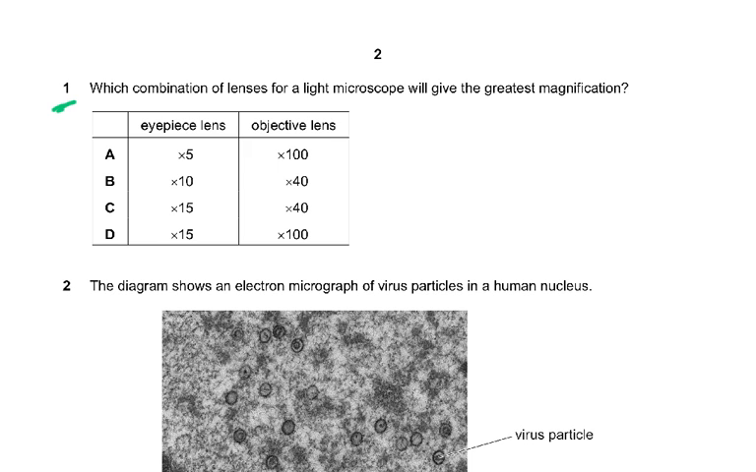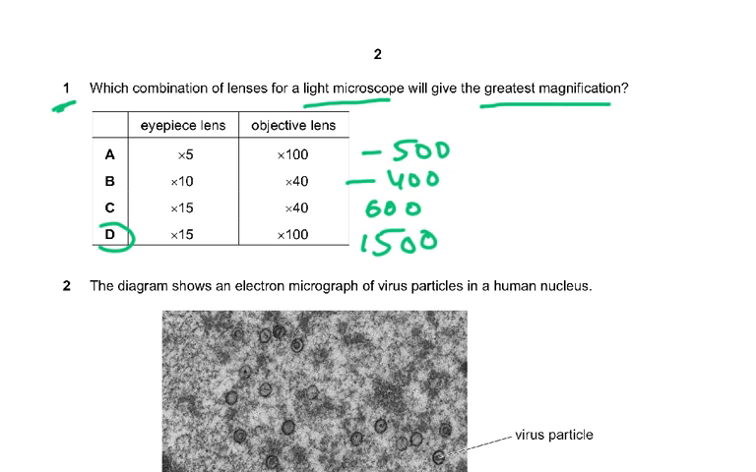Question number 1. Which combination of lenses for a light microscope will give the greatest magnification? So this is 100 into 5, 500. This is 40, 400. And 15 into 40, 600, and 15 into 100 is 1500. So the answer is D, the highest magnification. In fact, the highest useful magnification is only 1500 times for a light microscope. After that, even if you magnify it, it is not any useful.